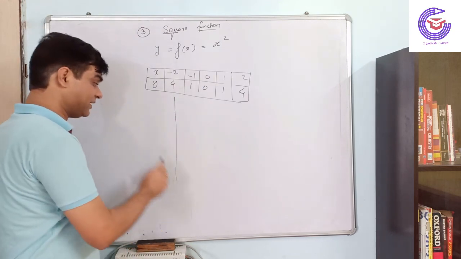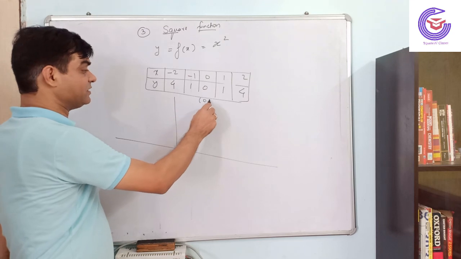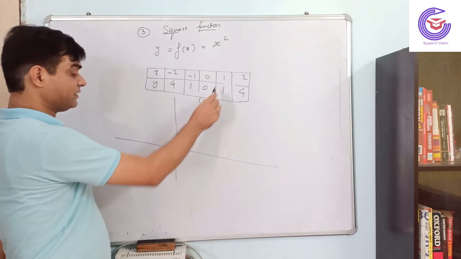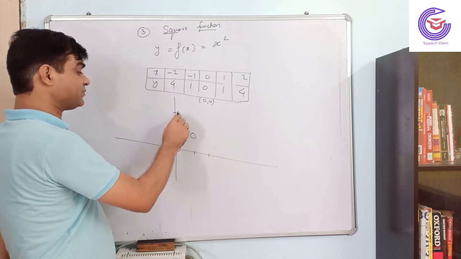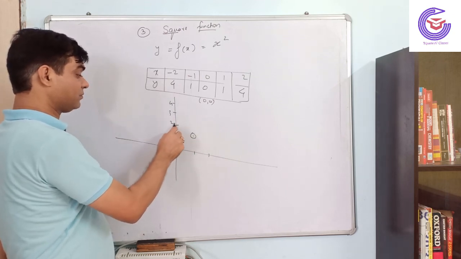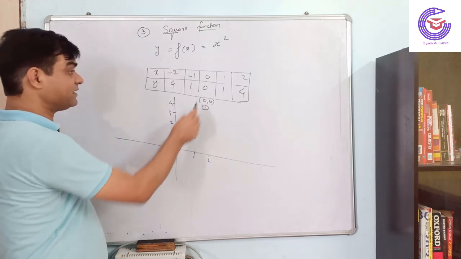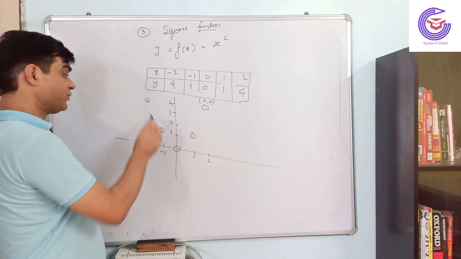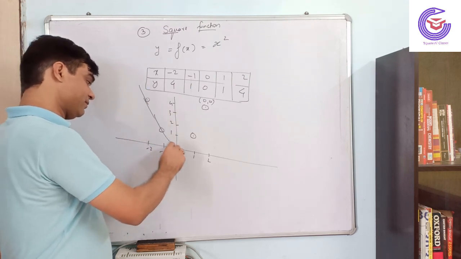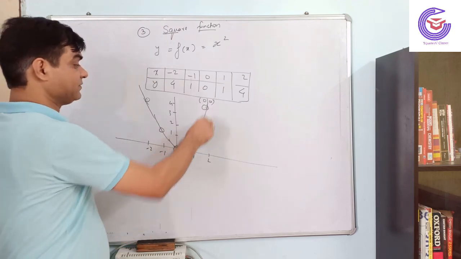If you plot the graph of this function, this point is (0, 0), then (1, 1), and for 2, it's 4. For -1, it's again 1. For -2, it is coming as 4. So if we plot this, the square function will look something like this.